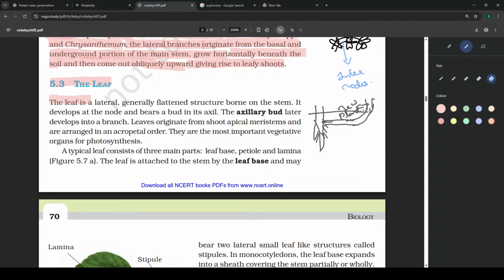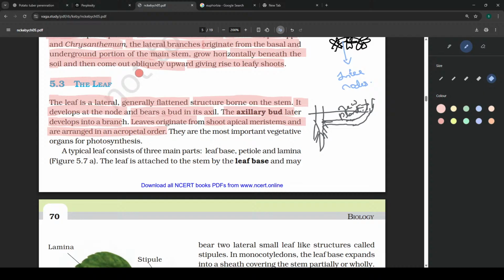The leaf is a lateral, generally flattened structure born on the stem. It develops at the node and bears a bud in its axil. The axillary bud later develops into a branch. Leaves originate from shoot apical meristems and are arranged in an acropetal order.